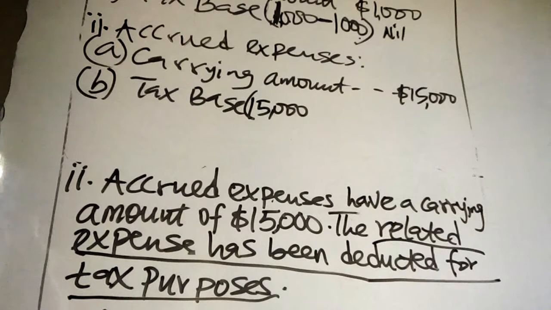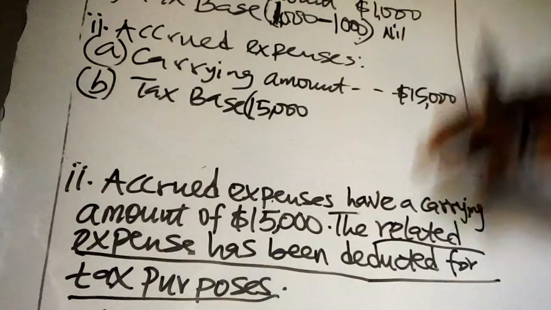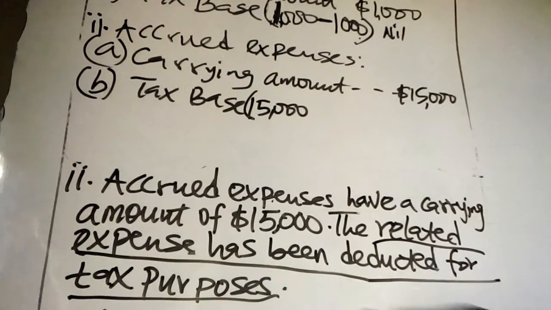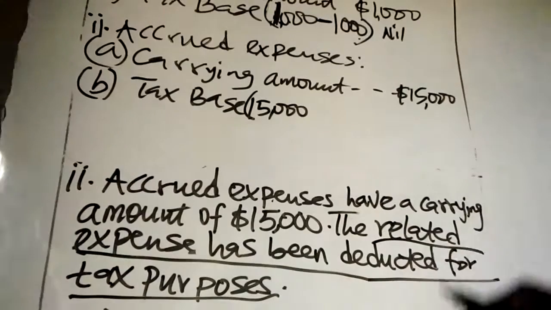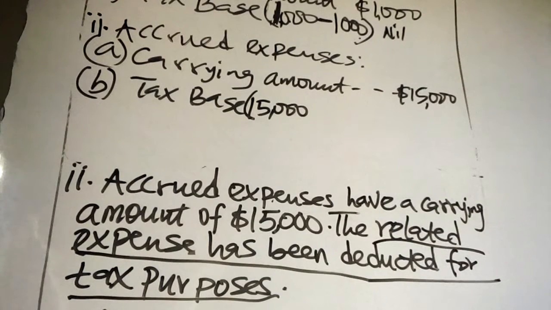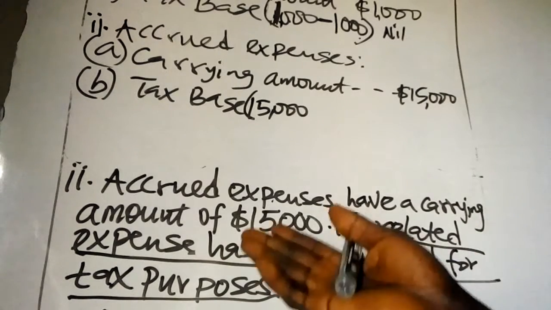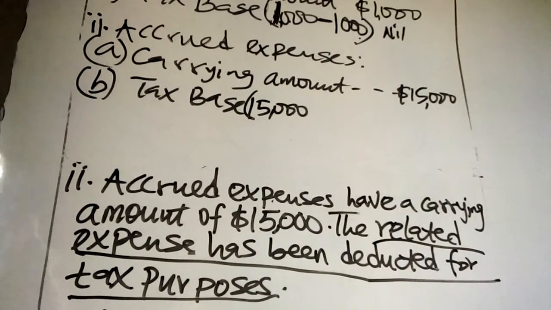That means no further amount will be deducted for tax in the future period. The related expenses in connection with this liability has been deducted for tax purpose. No further amount will be deducted in the future period for purpose of tax. Remember, I said less the amount that will be deducted for tax purpose in the future period in relation to that liability. So this has been deducted. That means no further amount will be deducted in the future period.